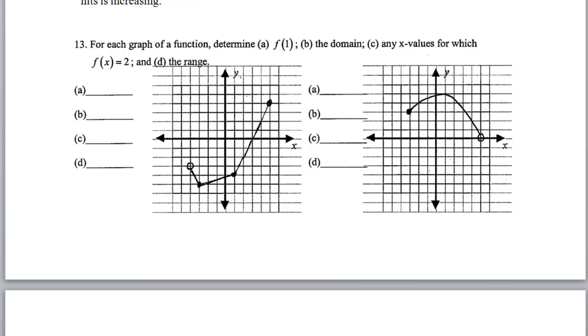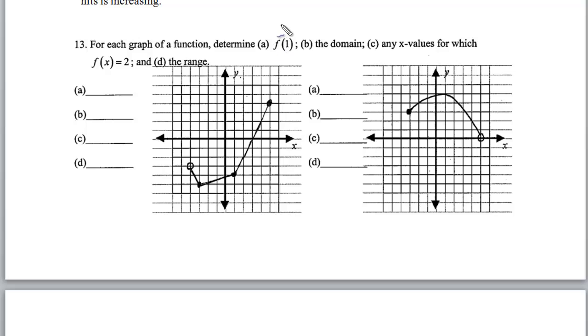Alright, the final part of this video is we're going to talk about these two pieces that were in section 2 of your book and homework. So you're going to have one of these graphs here. So it says here, find 4 parts, f of 1, then the domain, any x values for which f of x is equal to 2, and then the range. And so I'm going to do that for each of these problems.